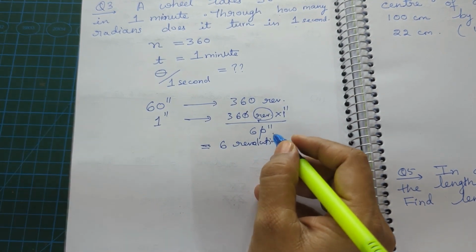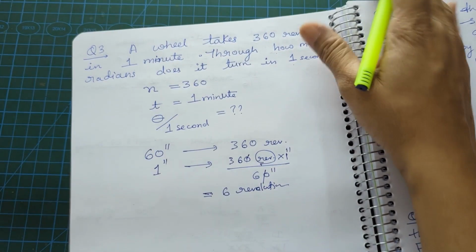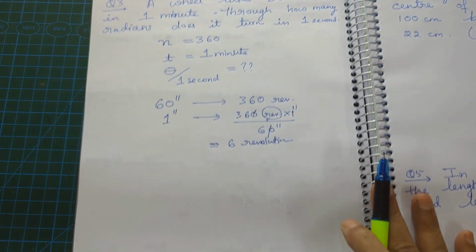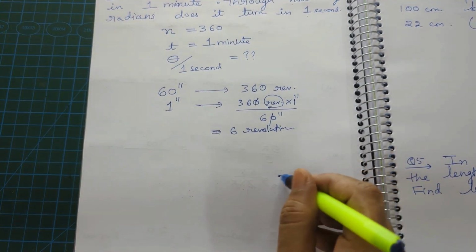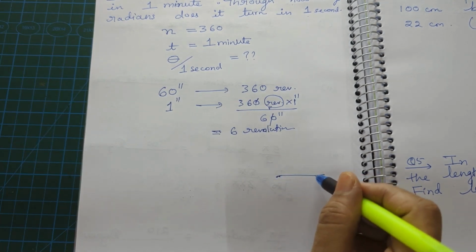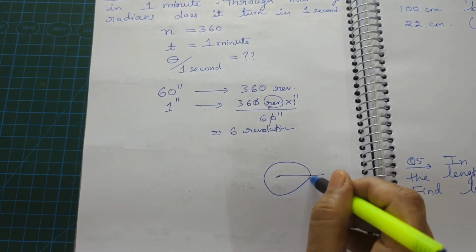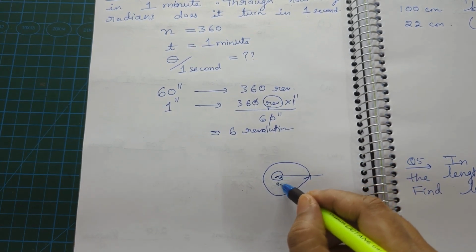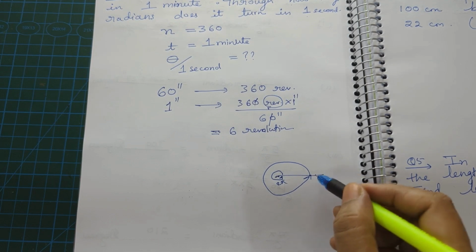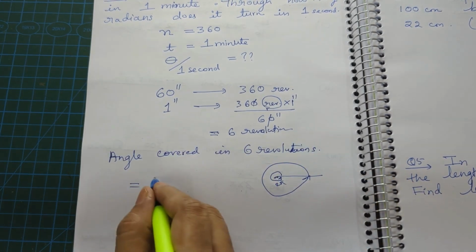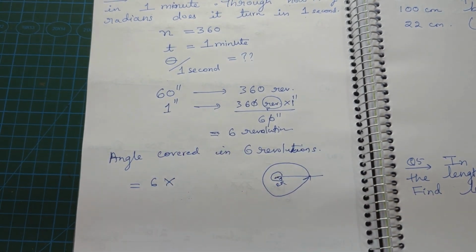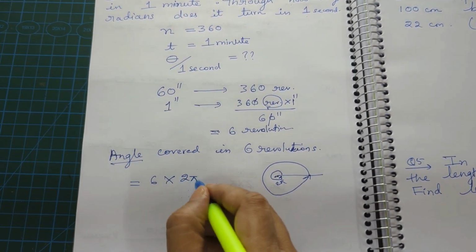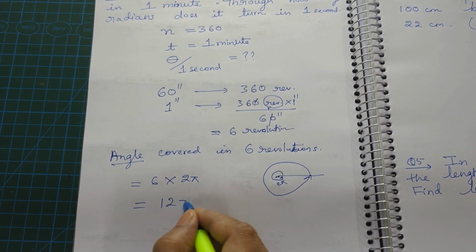The question is, by how many radians does it turn in 1 second? In 1 second it takes 6 revolutions. So by what angle has it turned? Every time one round is over, the angle covered at the center is 2 pi. So 6 revolutions, 6 times 2 pi. Angle covered in 1 revolution is 2 pi. So this turns out to be 12 pi.